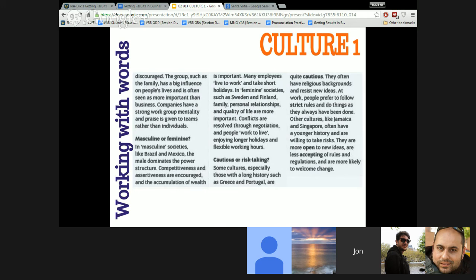Or cautious or risk-taking? Some cultures, especially those with a long history such as Greece and Portugal, are quite cautious. They often have religious backgrounds and resist new ideas. At work, people prefer to follow strict rules and do things as they always have been done. Other cultures, like Jamaica and Singapore, often have a younger history and are willing to take risks.